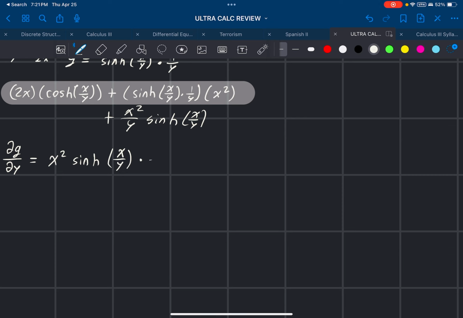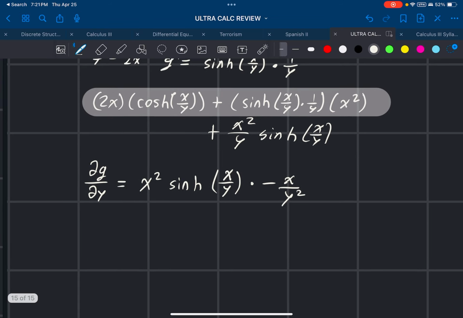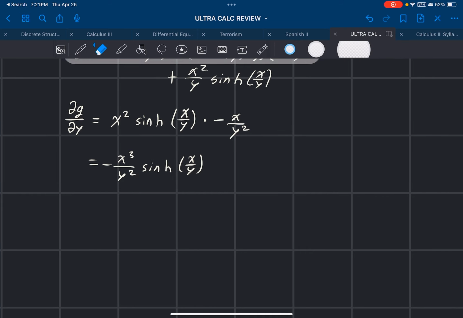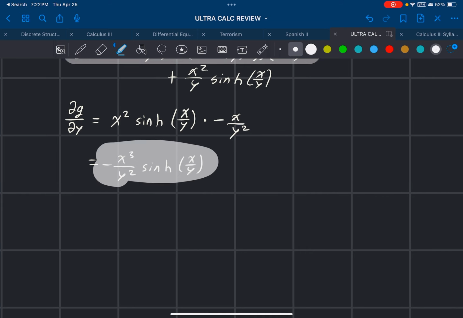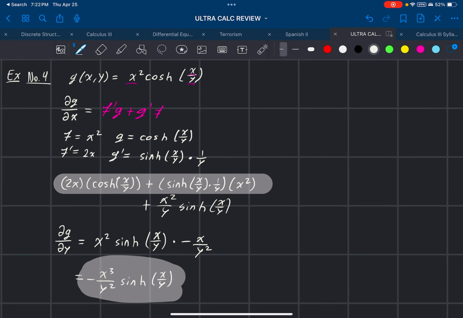So we're going to multiply this by negative x over y squared. Okay? I hope that makes sense. And if it doesn't, then I don't know, probably retake calc 1. Okay. So then simplifying this, we get this is our result. So we're just going to go ahead and highlight this. So that's our result for these problems. Okay? Looks good? Sounds good? All right, great.